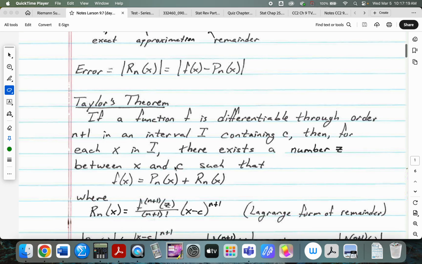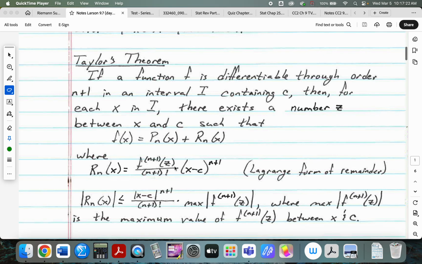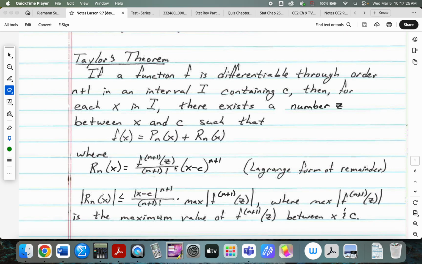So what we do then is we say that the absolute value of the remainder is less than or equal to, and this is the way most books write it, I wish they just put the max value of f super n plus 1 of z, and put that here, because that's really where it belongs, over n plus 1 factorial times the absolute value of x minus c to the n plus 1.